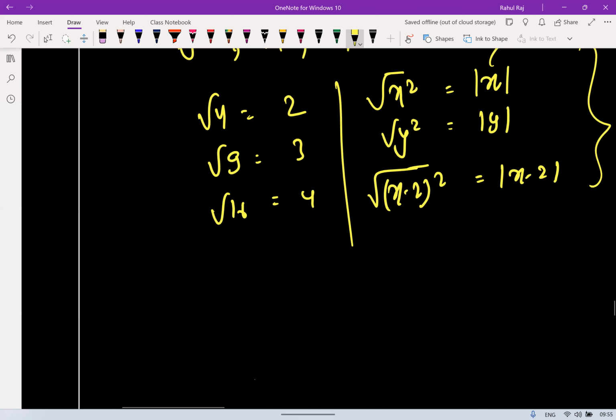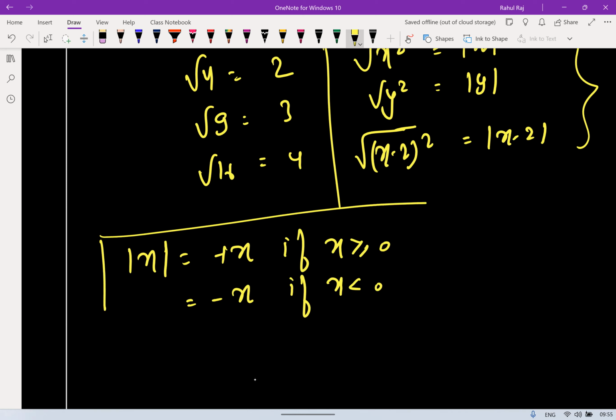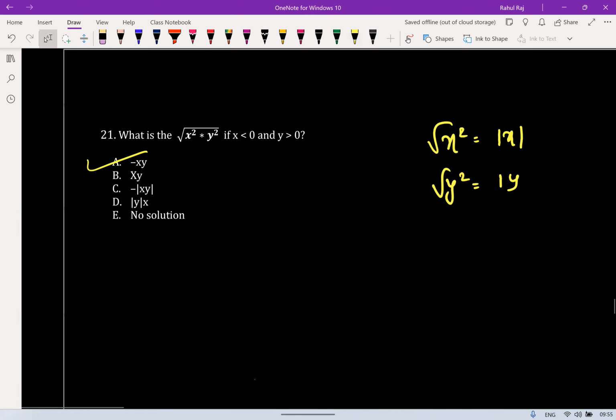Now the point is, Alexa, the standard definition of mod is what? Mod x is equal to positive x if x is greater than or equal to 0. Mod x is equal to negative x if x is less than 0. This is the standard definition of a mod, and with just this definition, we have studied everything till now. Now come down to this case, root x square y square.